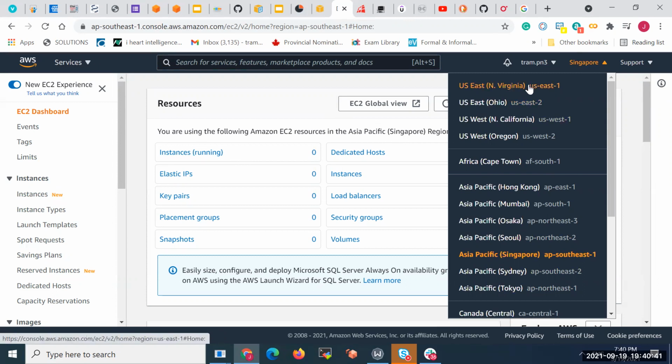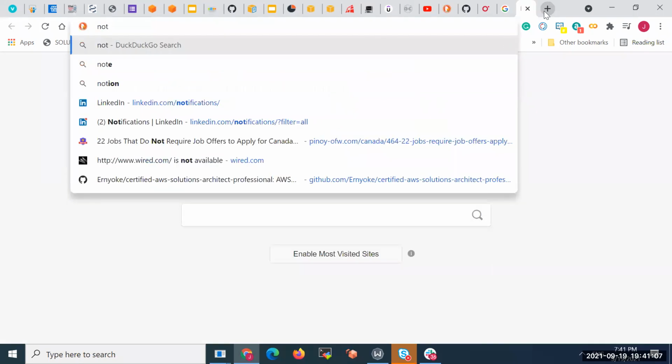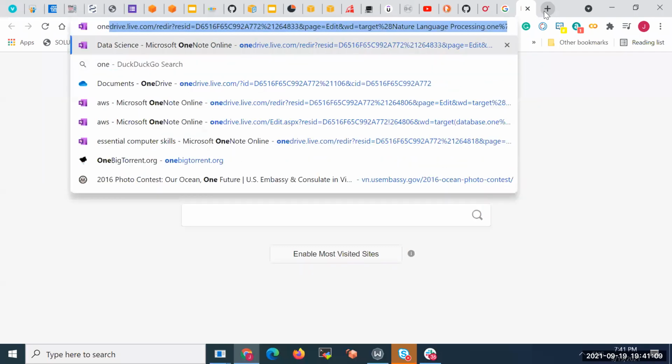So what I want to highlight for you here is some services are available at the global scale, some services are available at region scale, and some services' availability is in the different availability zone. So let me show you, for example, I think I have that note on my OneNote.